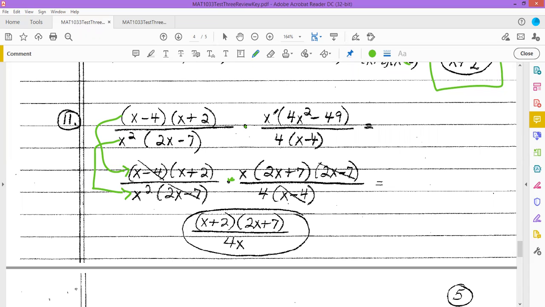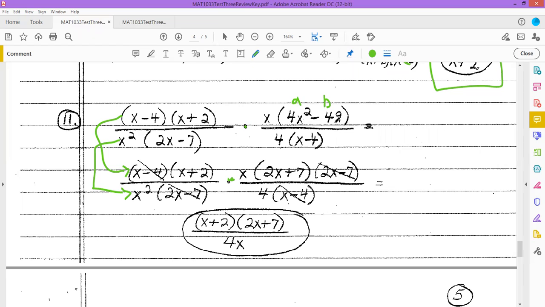Now over here on the right side, this 4x squared minus 49, this is a difference of perfect square terms. We can factor using our a plus b and a minus b format. Carry down your x outside, and our a term is 2x, so we have 2x plus and 2x minus.